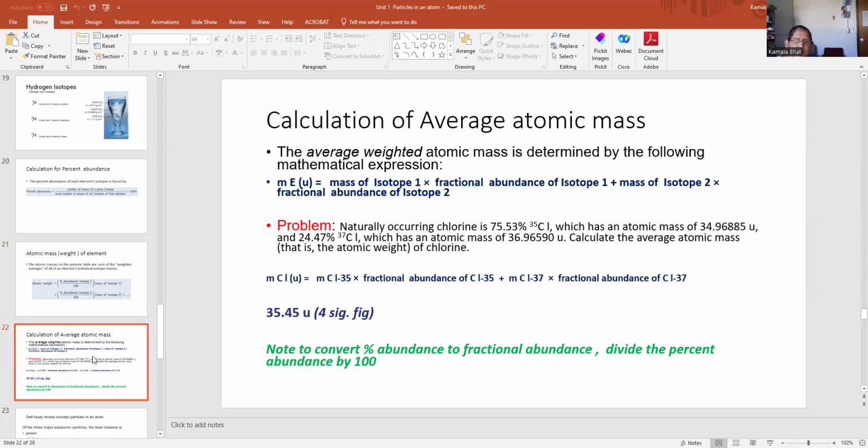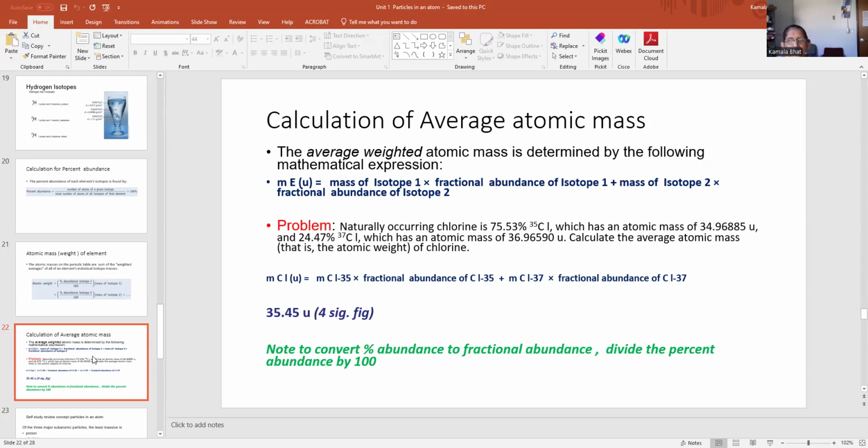And a typical example is given to you so that you understand how to calculate it. The mass of an isotope is a weighted average, and it is determined by the following mathematical expression. The average atomic mass is equal to the mass of isotope 1 times the fractional abundance of isotope 1, plus the mass of isotope 2 times the fractional abundance of isotope 2, and it continues this way. But remember that you cannot add the mass of isotope 1 and the mass of isotope 2 and then add the abundances of 1 and 2 and then get the average. No, you have to do it individually for each isotope: mass of isotope times fractional abundance for that isotope.